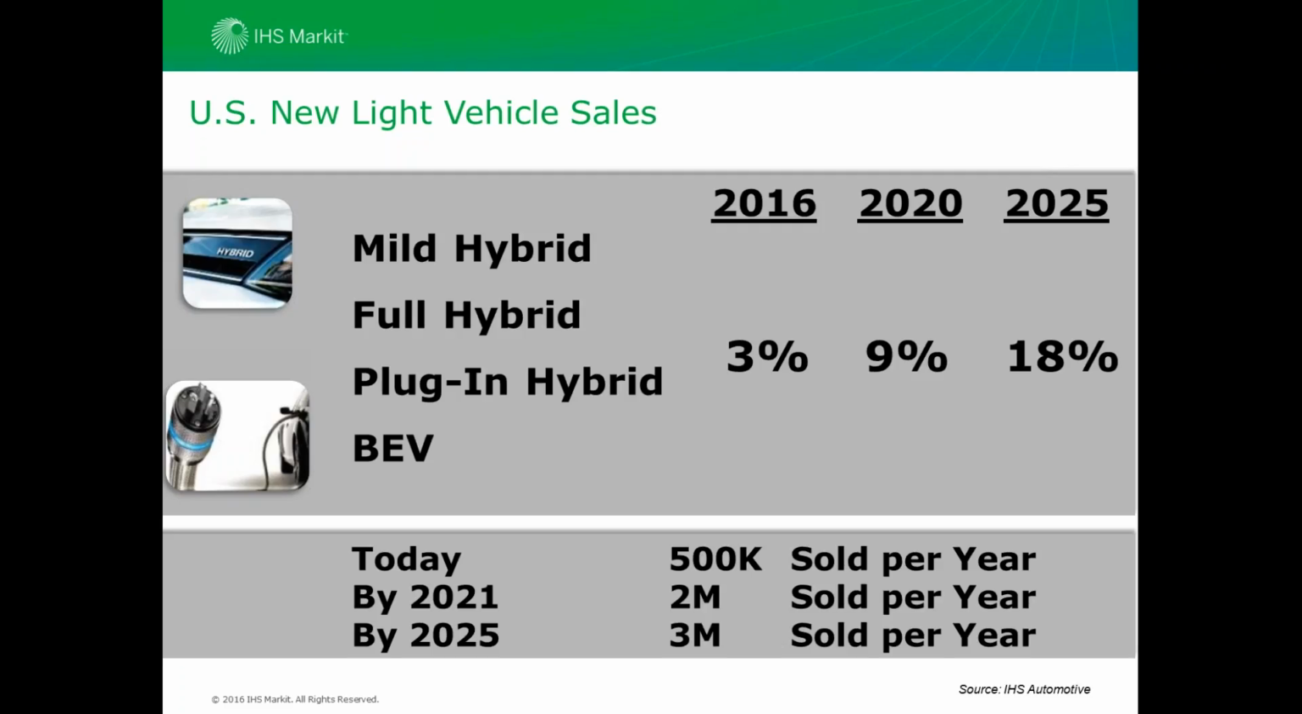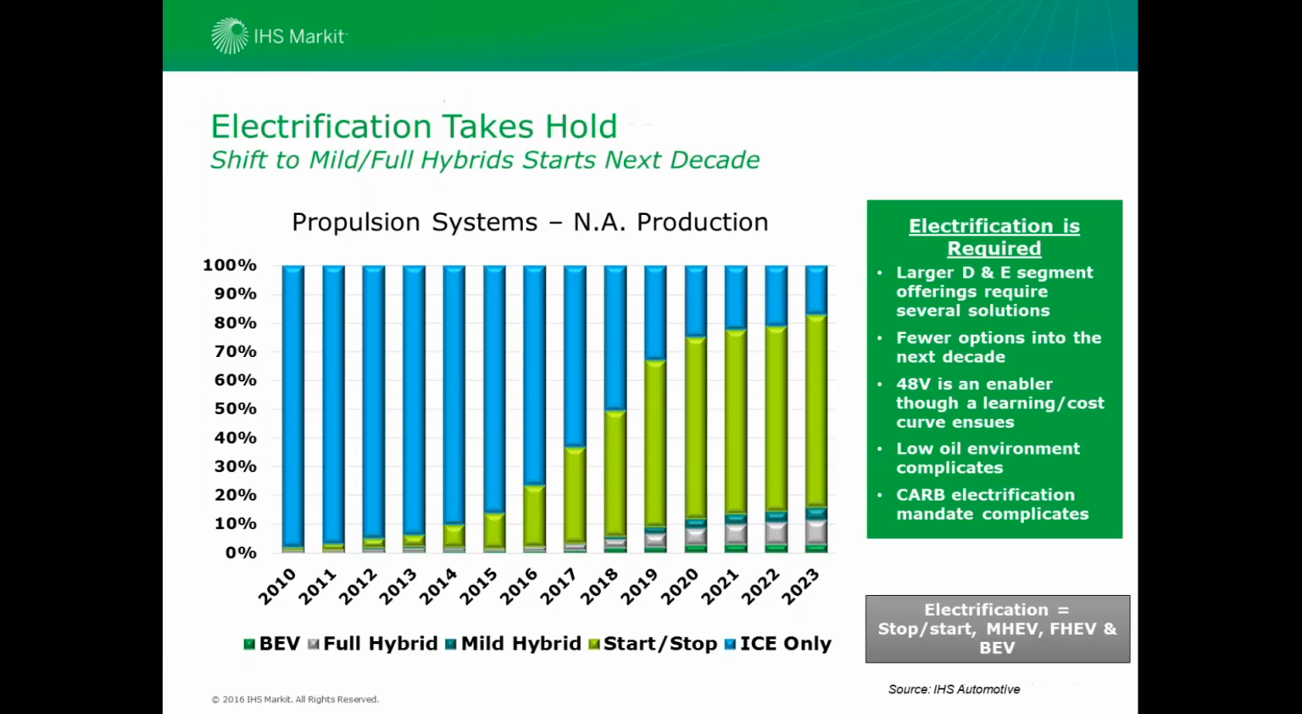Today, about 500,000 of these units are sold per year. By 2021, it'll be about 2 million, and by 2025, it'll be up around 3 million vehicles. So it is accelerating, but it's going to be a while before there's a significant part of the VIO. But the key is that the technologies that are supporting these types of vehicles are arriving now, if you will. And let's take a look at some of that.